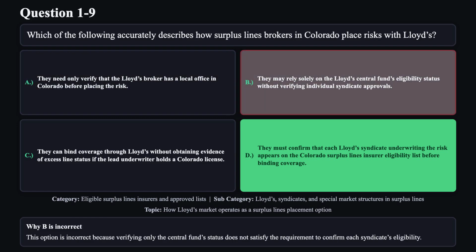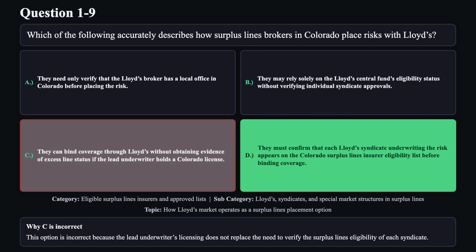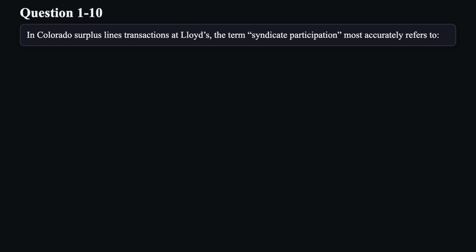Reason B is not correct. This option is incorrect because verifying only the central fund status does not satisfy the requirement to confirm each syndicate's eligibility. Reason C is not correct. This option is incorrect because the lead underwriter's licensing does not replace the need to verify the surplus line's eligibility of each syndicate. Question 10.